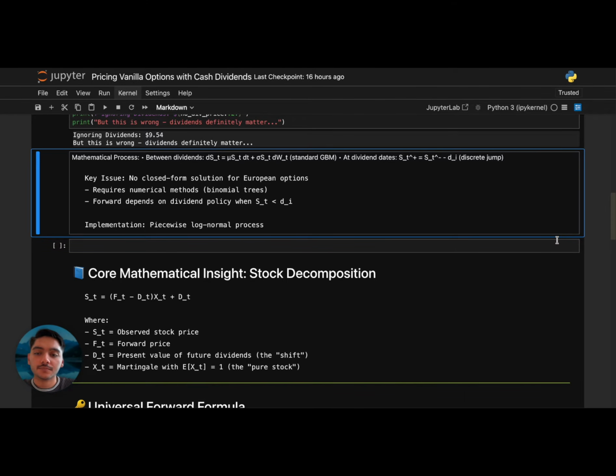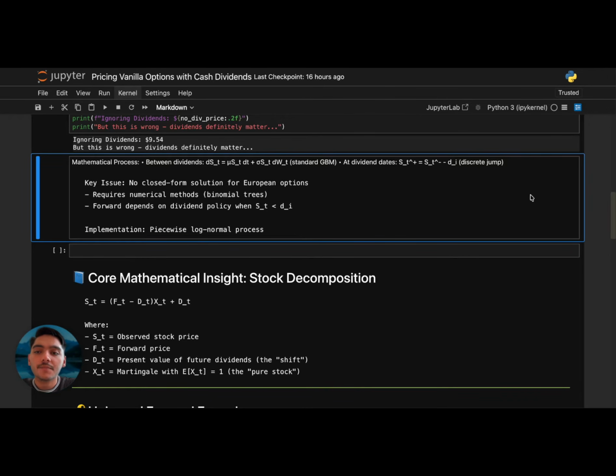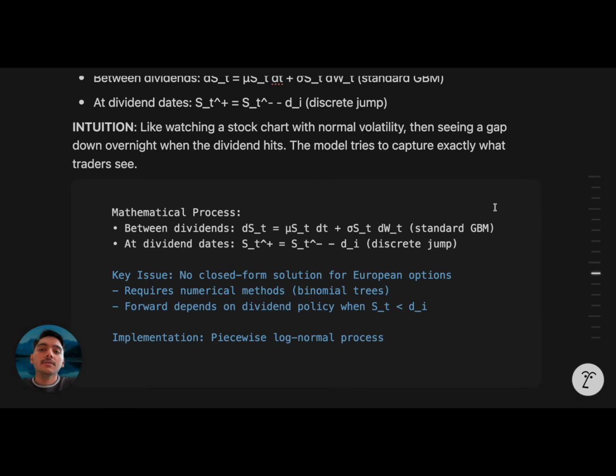So let me tell you how the spot model works. I'm writing the code. The spot model, let me show you. The spot model uses a piecewise geometric Brownian motion. The stock follows GBM between dividend dates, then jumps down discretely by the dividend amount. So this seems an intuitive model for what we actually observe.